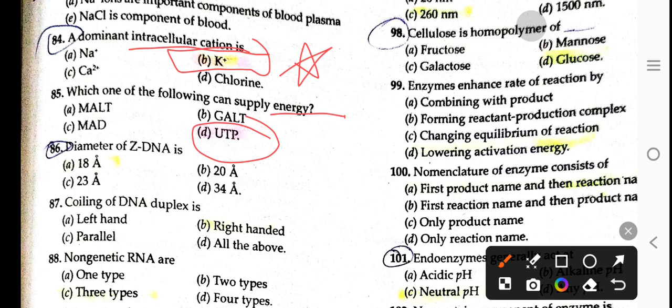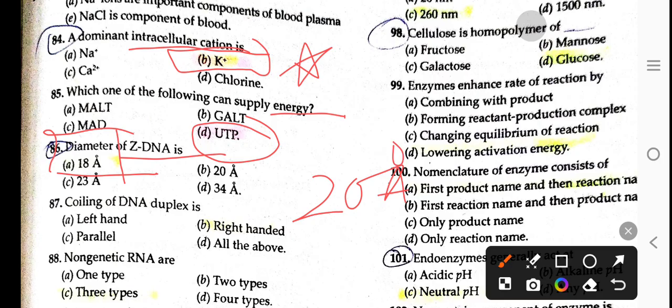Next, diameter of zDNA. So zDNA, it has diameter 18 angstrom. Option number A is the right answer. If we talk about the bDNA, which is common one, it has diameter of 20 angstrom, whereas the zDNA is of diameter 18 angstrom. Next, coiling of DNA duplex is right-handed. Option number B is the right one.